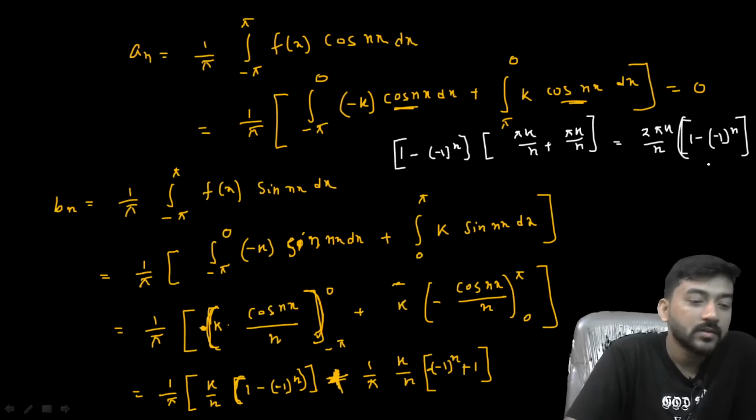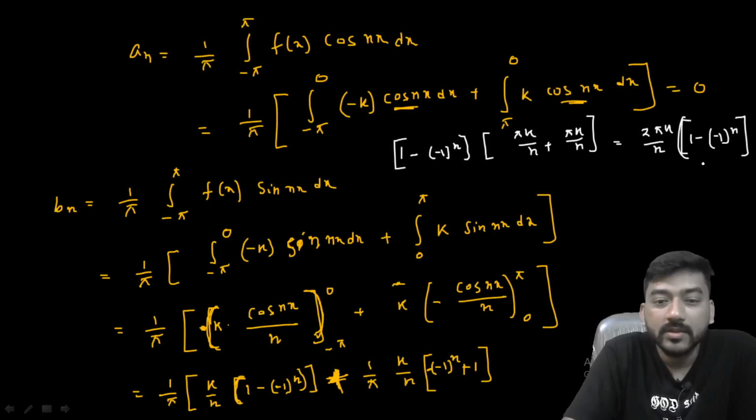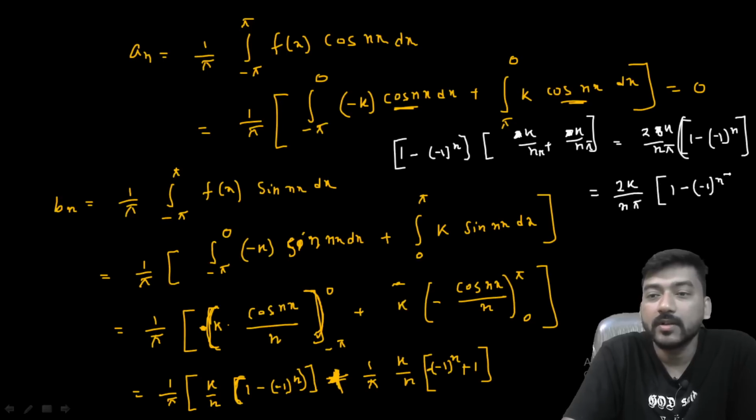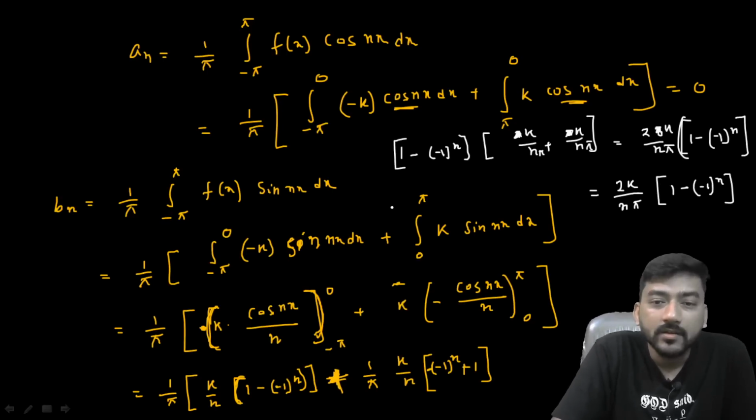And this is the result, 2k upon n pi. What is the mistake? The answer is here 2k upon n pi. Pi is in the denominator here. It should be k upon n pi, so pi is here. It will be k upon n pi, so it will be 2k upon n pi into 1 minus minus 1 whole to the power n. Okay, so this is your bn.